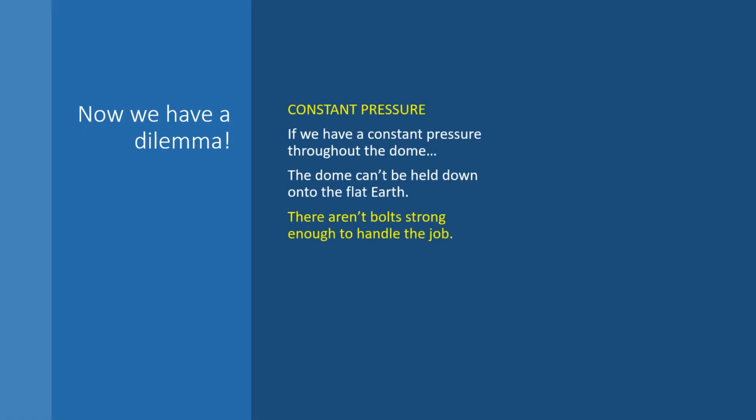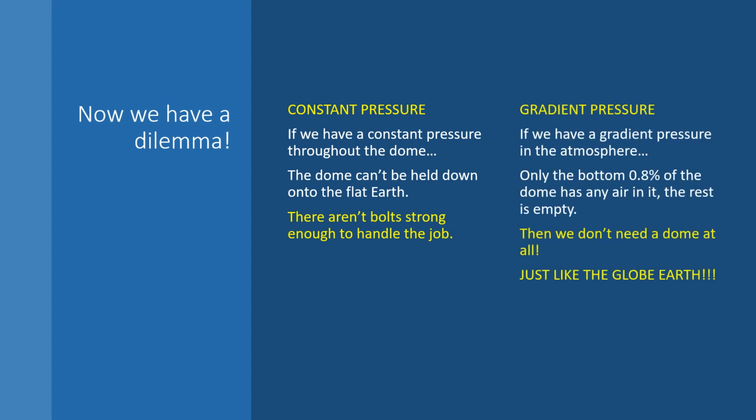Now we have a dilemma. If we have a constant pressure throughout, the dome can't be held down onto the flat Earth. There aren't bolts strong enough to handle the job. If we have a gradient pressure in the atmosphere, only the bottom 0.8% of the dome has any air in it, the rest is empty. Then we don't need a dome at all. Just like the globe Earth.